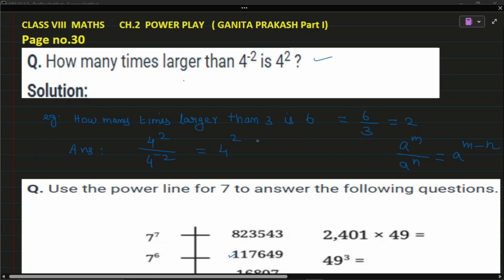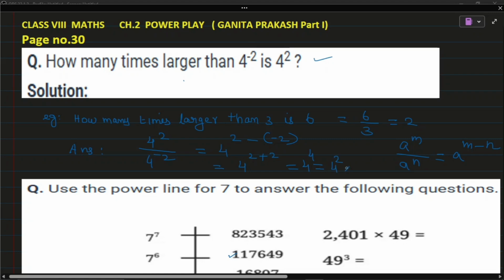So 2 minus, then this power, that is minus 2. n is minus 2. For the next step we can write 4 raised to 2 minus into minus 2. If a minus is coming inside the bracket, that means multiply. So minus into minus is plus. So this becomes 4 raised to 2 plus 2, that is 4 raised to 4.